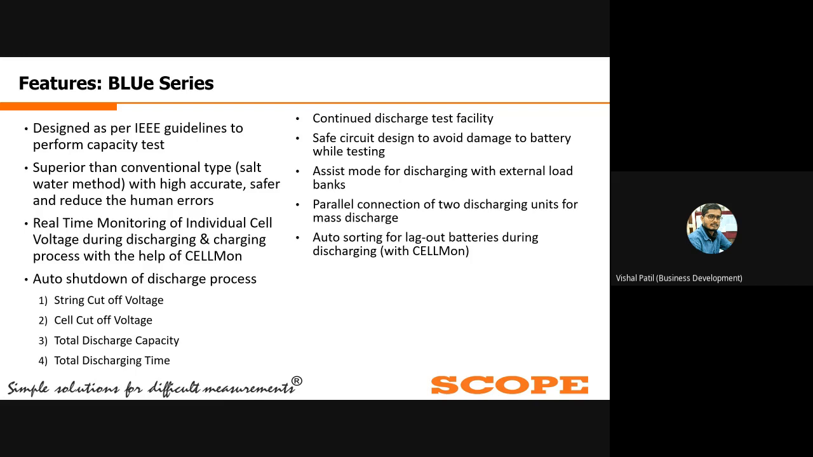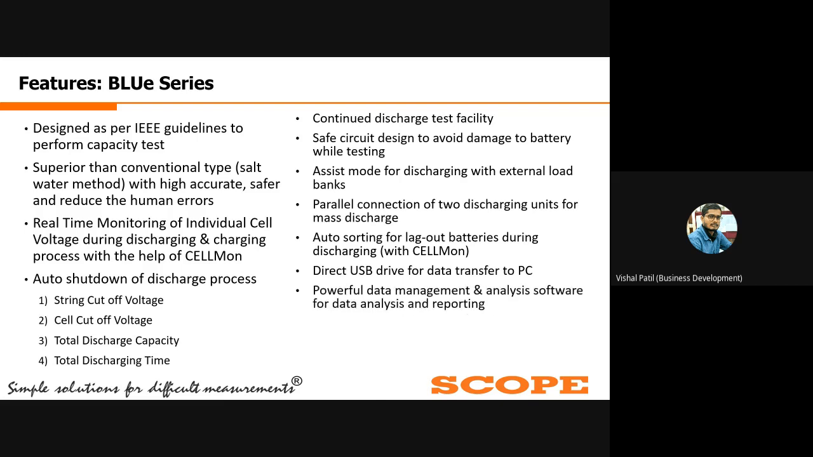Then next, our software will automatically sort all the lagging batteries during discharging with the help of cell monitoring devices. Then you can transfer the data to a USB drive, or with the help of Wi-Fi, you can transfer the data to a PC. Then next, we are supplying powerful data management and analysis software so that you can record the battery discharge and generate reports in Excel, PDF or Word format. Then next, thermal cutoff and automatic overload protection have been incorporated for the safety of the instrument.